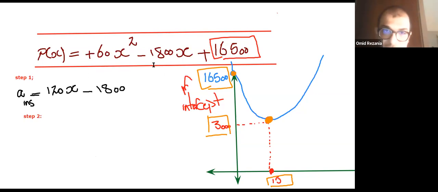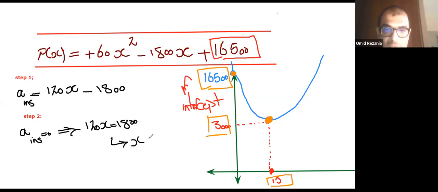For step number 2, I equate this equation to 0. I say A instantaneous should go to 0, which you end with this. You get that 120x equals 1800. Then you end up with x to be how much? 15. That's exactly the same value which we derived in the previous scenario.